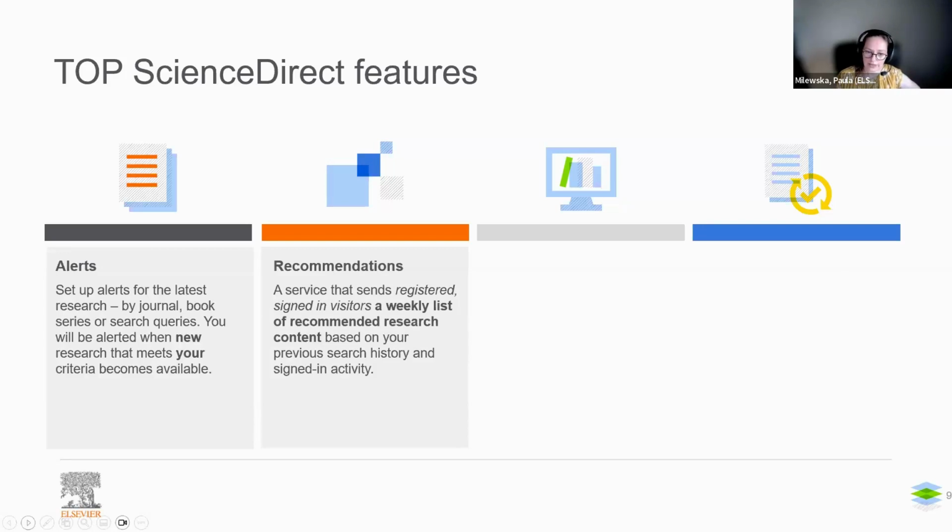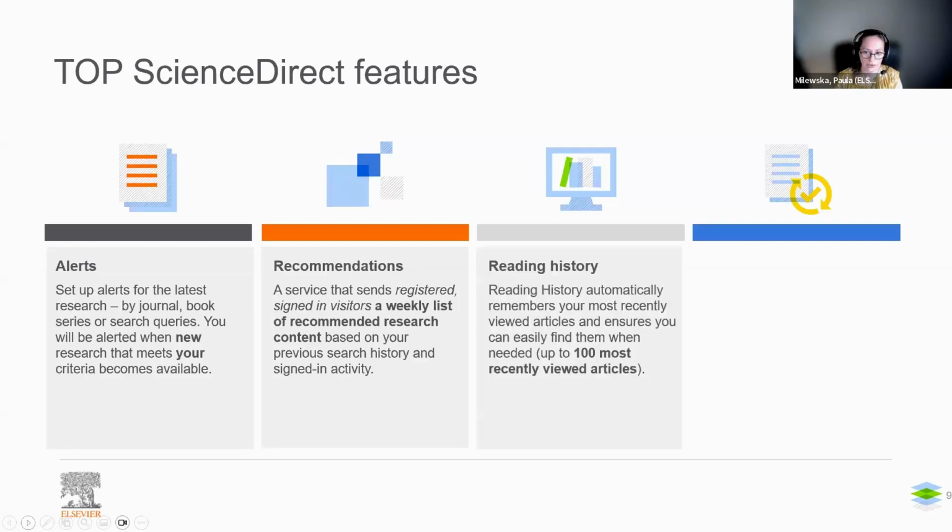You don't need to do anything. You just need to allow ScienceDirect to prepare recommendations for you. And recommendations is a weekly list of content which can be interesting for you based on your previous activity. So while you are logged in on the ScienceDirect platform, ScienceDirect will collect information about what you were searching for and what you were reading, and based on that, the platform will prepare recommendations for you. It can be new content, but also something older, which is very relevant according to your topic.